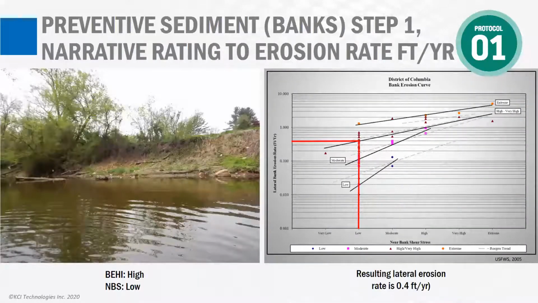So this is an example of a bank that was assessed for BHI and NBS. The bank was assessed in the field and the results determined that the BHI rating was high and the NBS was low. So then looking at the erosion curve on the right, a low NBS combined with a high BHI resulted in a lateral erosion rate of 0.4 feet per year.